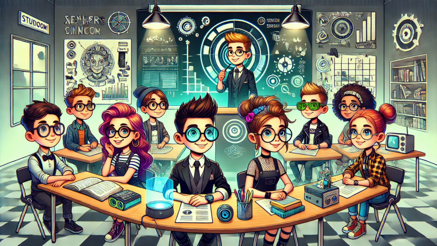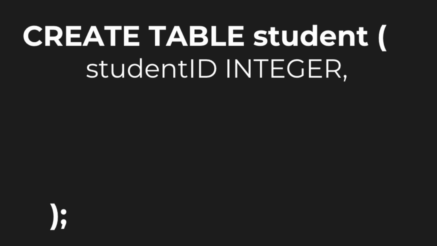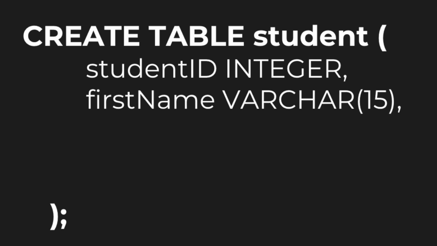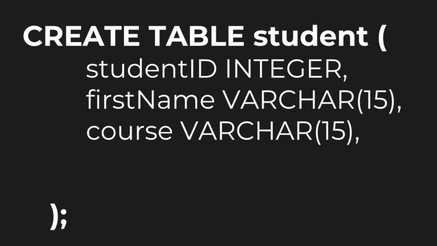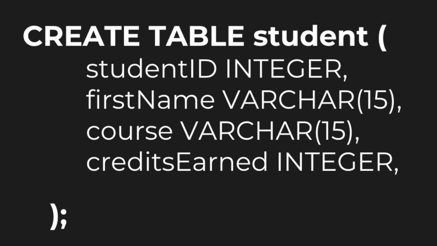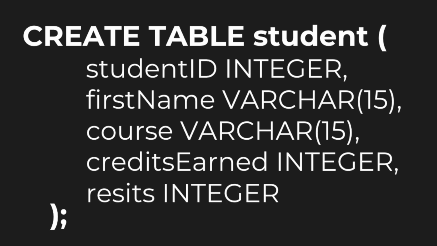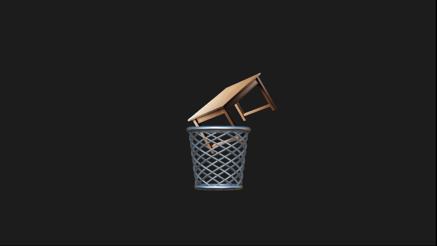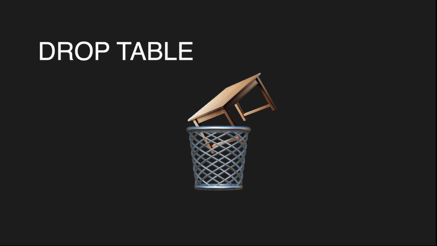For this student table, the columns will be student ID of type integer, first name of type varchar of length 15, course name of type varchar, credits earned, which is an integer, and the number of resits the student needs to take, which is also an integer. To delete a table, we use the drop command, where you simply write drop table followed by the table name. So if we wanted to delete the student table, we just write drop table student.